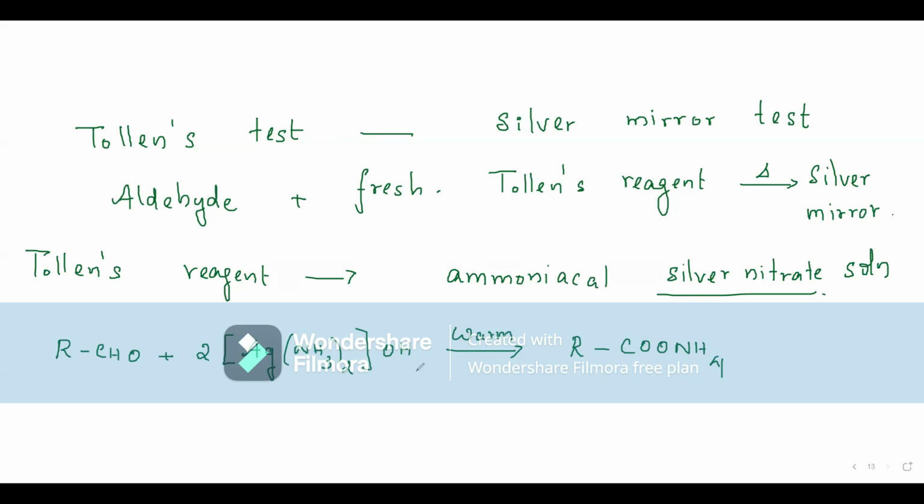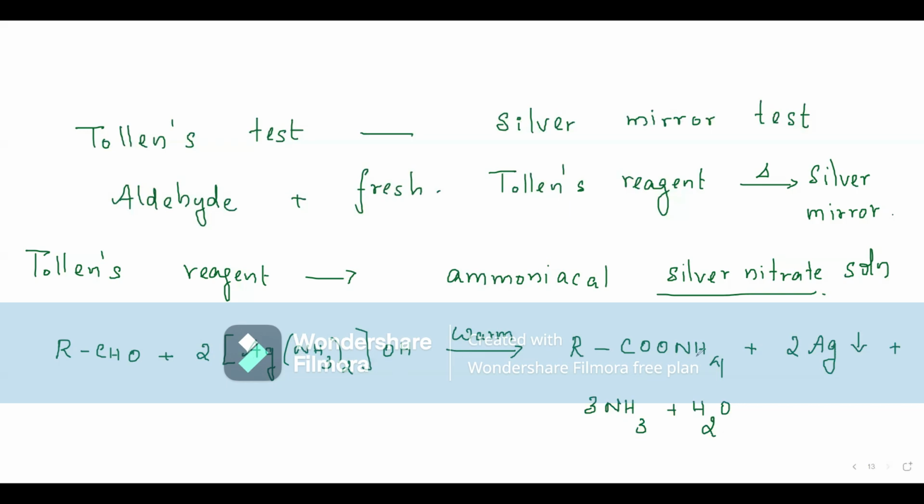But since you are using ammoniacal silver nitrate solution, instead of the acid you get the ammonium salt of the carboxylic acid. Along with that, silver is precipitated and collects at the sides of the test tube, plus ammonia and water. So you will see a silver coating, or silver mirror, on the sides of the test tube.